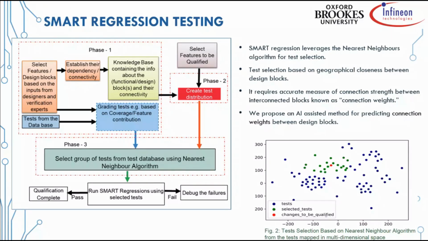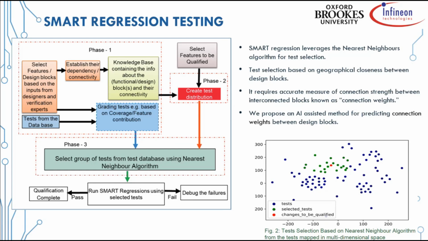Right. So SMART Regression testing is a proprietary product from Infineon Technologies, which uses basically the nearest neighbor algorithm to select tests based on the geographical closeness of a design block. As you can see here, the SR contains three phases.